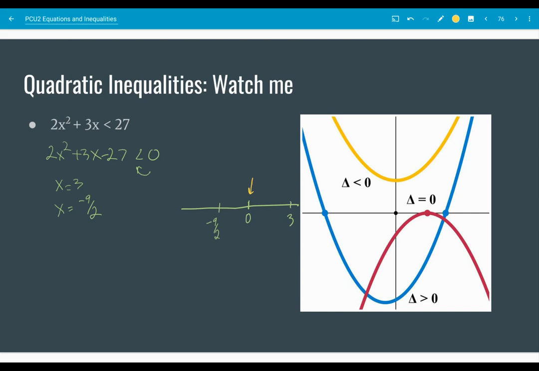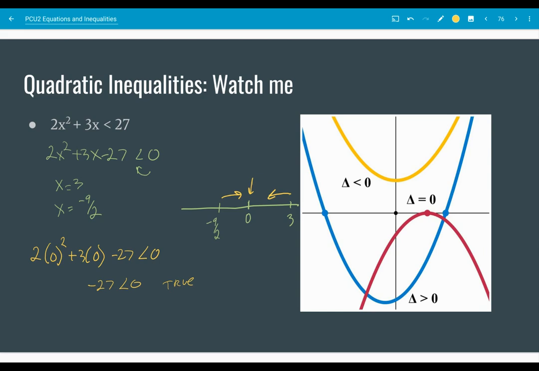So I'm going to choose 0. So I'm going to plug in 0 into the original equation. I'm going to evaluate. So I get negative 27 less than 0. That is true. So what that tells us is that our solutions are in between the two values of x that we got.